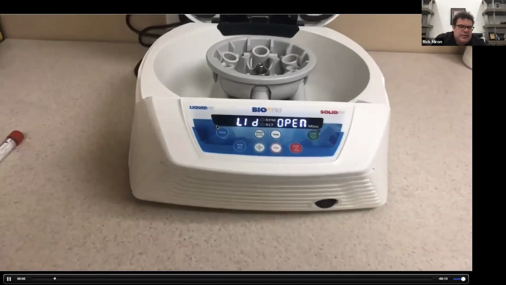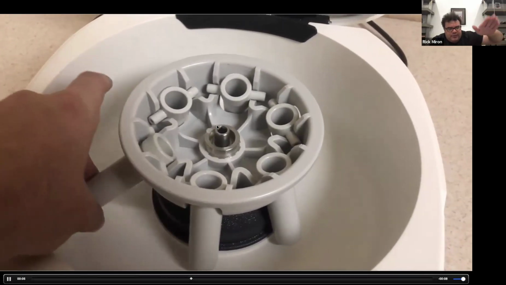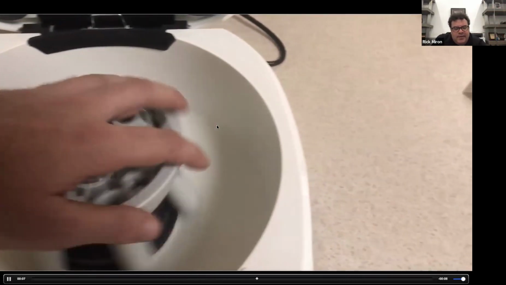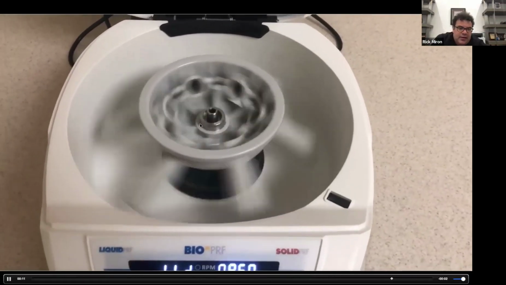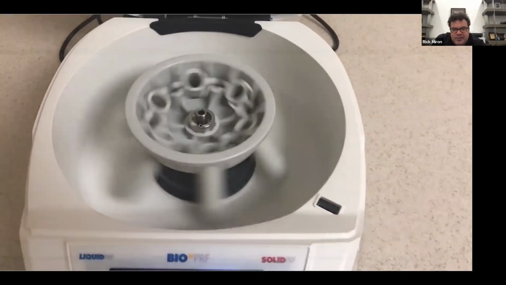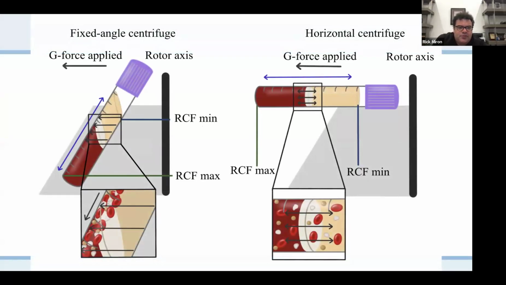If you've never seen this, the tubes still go in up and down, but as it spins out, it flies out horizontally. And this is what we call horizontal centrifuges. People have asked, is it worth getting this? How many times more effective is it? It's about 4 times more effective than regular fixed angle centrifuges.